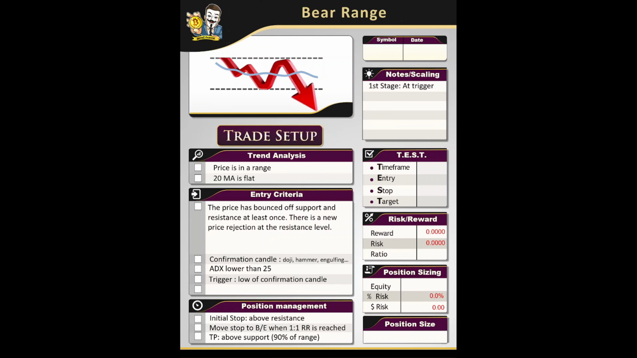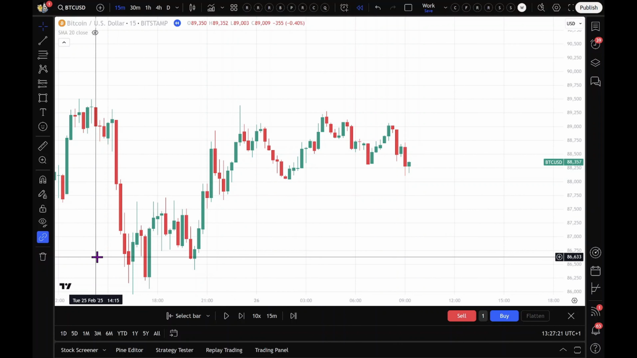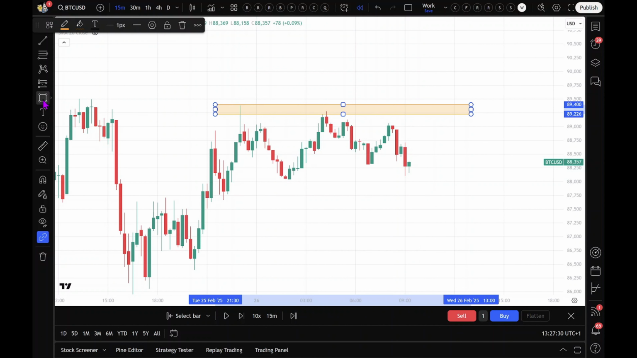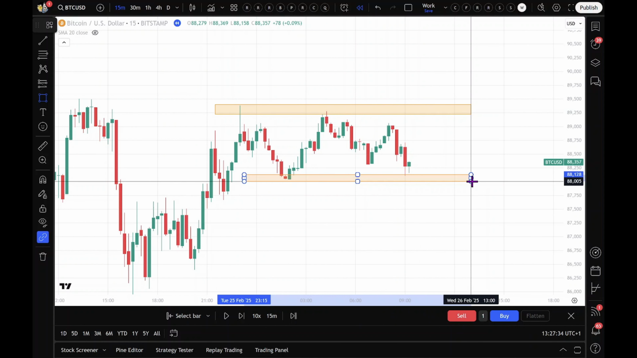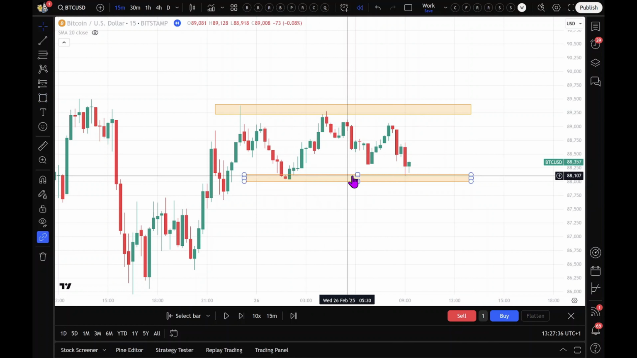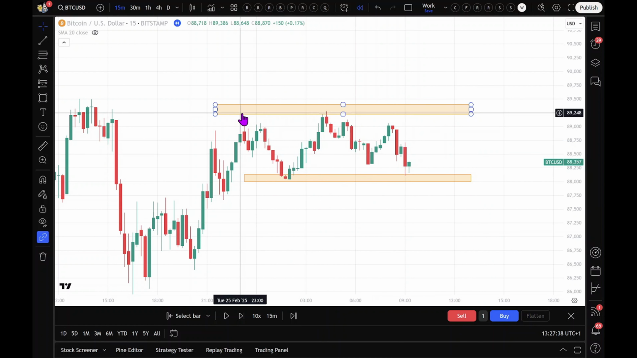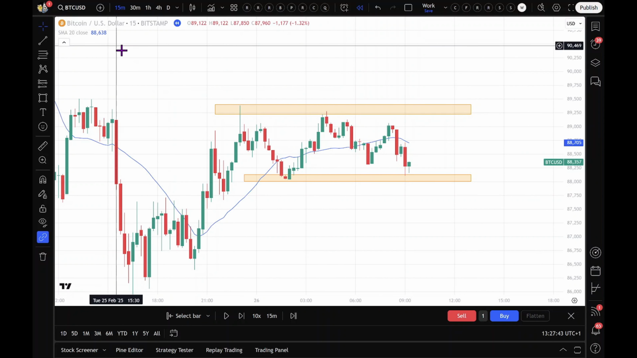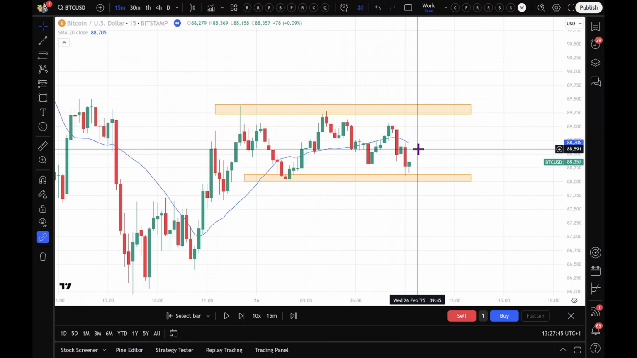We have the same setup for bearish range. Alright, let's analyze this strategy on Bitcoin. We can see that there is a clear resistance level here, and a clear support level below. In fact, the price has tested this support multiple times, as well as resistance, twice. Additionally, the 20-period moving average is relatively flat, indicating no upward or downward trend.